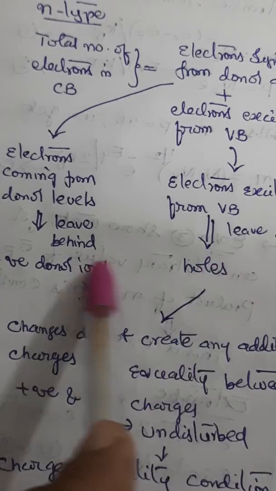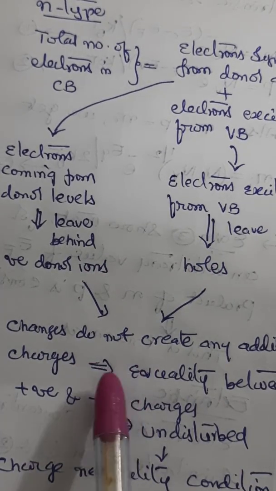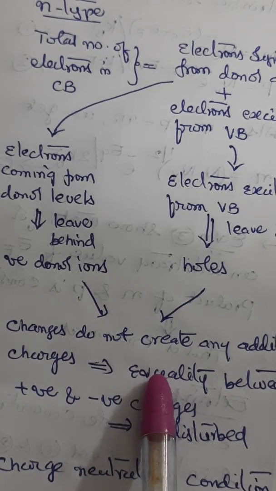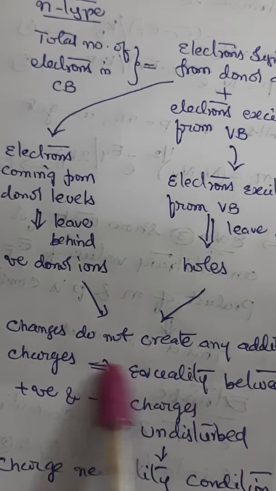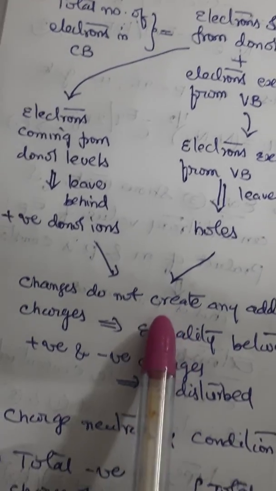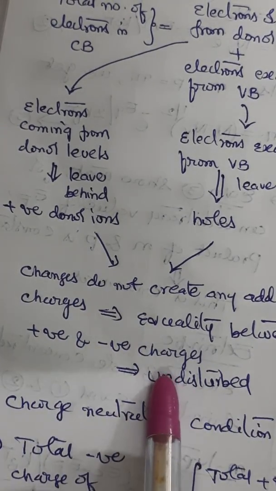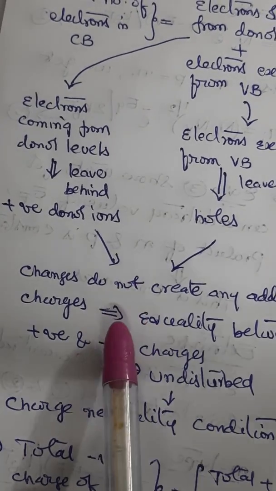So these changes do not create any additional charge carriers, so that equality between positive and negative charges remains undisturbed. This is what is called the charge neutrality condition. So the donor and acceptor do not have any effect on this.